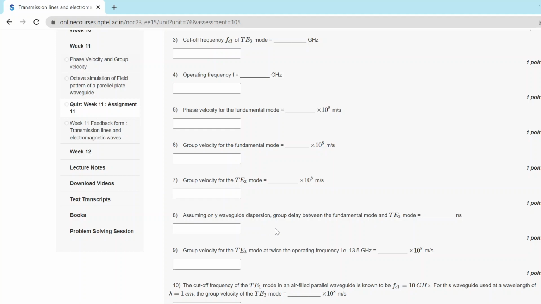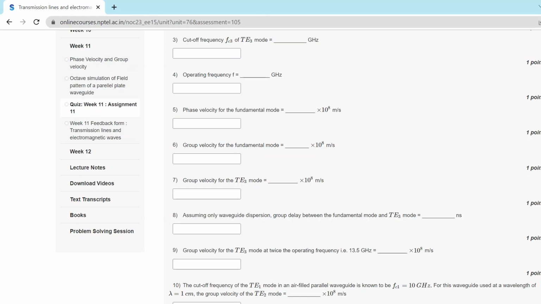Okay, then the ninth question, if you see, group velocity for the TE3 mode at twice the operating frequency. So you take twice the operating frequency, and you try to find the group velocity for the TE3 mode. Again, operating frequency is nothing but F. Fc you have to calculate based on the mode number and substitute in the expression for group velocity.